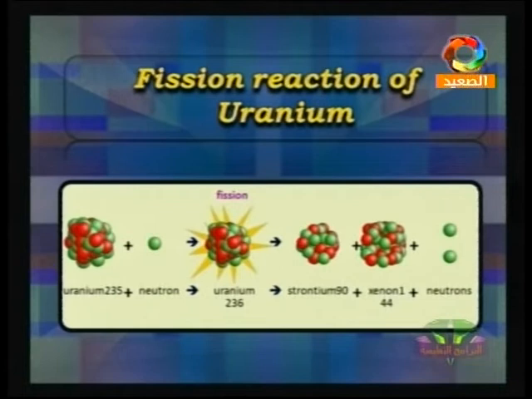It makes strontium 90, xenon 144, and two neutrons. Again, one neutron bombarded the uranium 235, changing it into uranium 236, to make three products: strontium 90, xenon 144, and two neutrons.